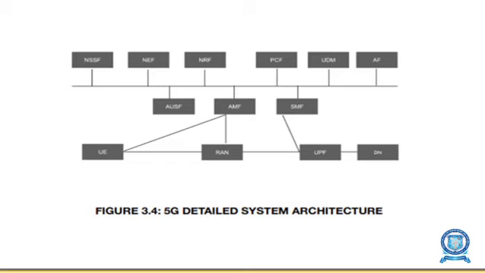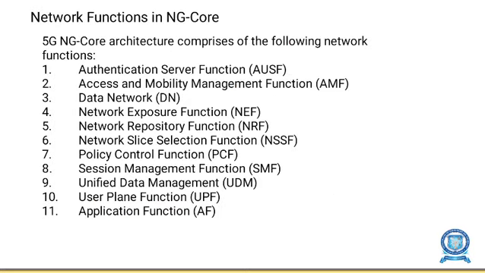The network functions: the NG core architecture comprises the authentication server function, access and mobility management function, data network, network exposure function, network repository function, network slice selection function, policy control function, session management function, unified data management, user plane function, and application function. So these are all the network functions in the NG core.